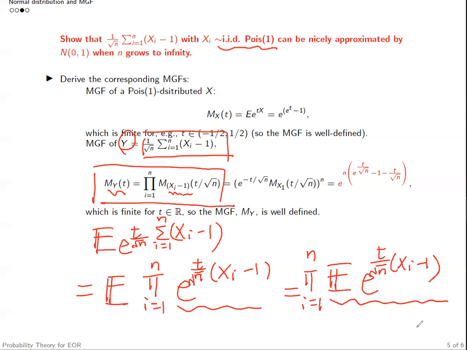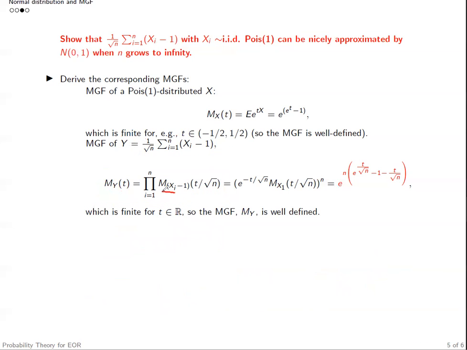If we regard xi minus 1 as a random variable, then this term is the moment generating function of xi minus 1 evaluated at the value t divided by square root n. We multiply all such moment generating functions together from i equals 1 to n. Now, what is this value?